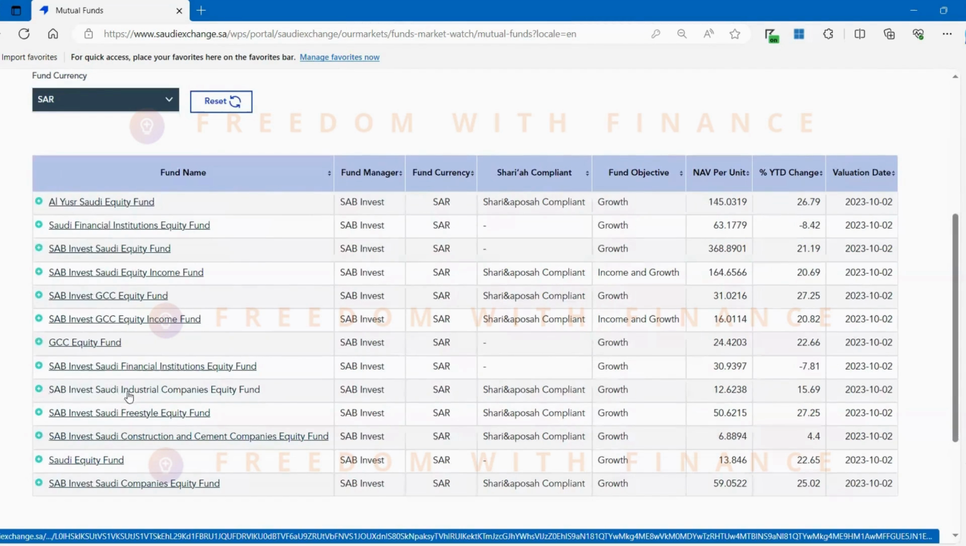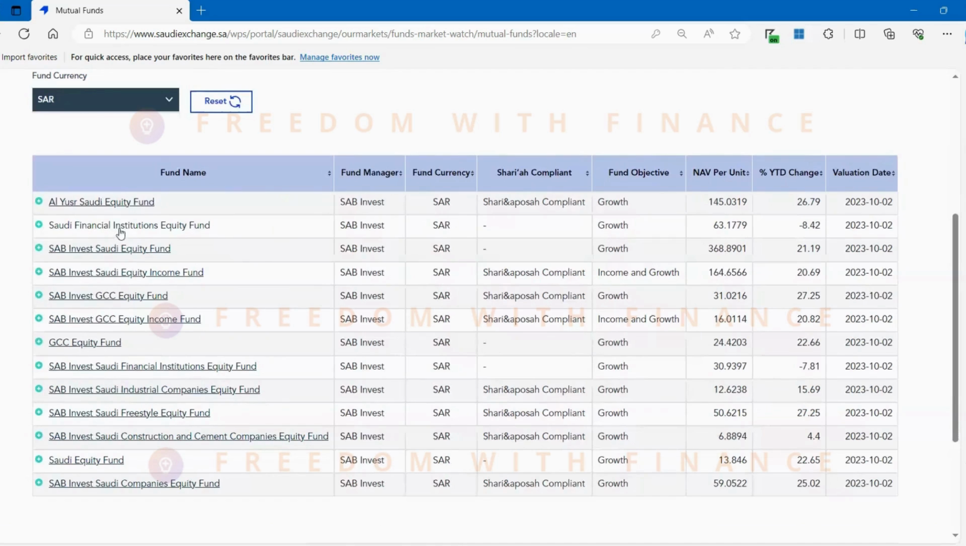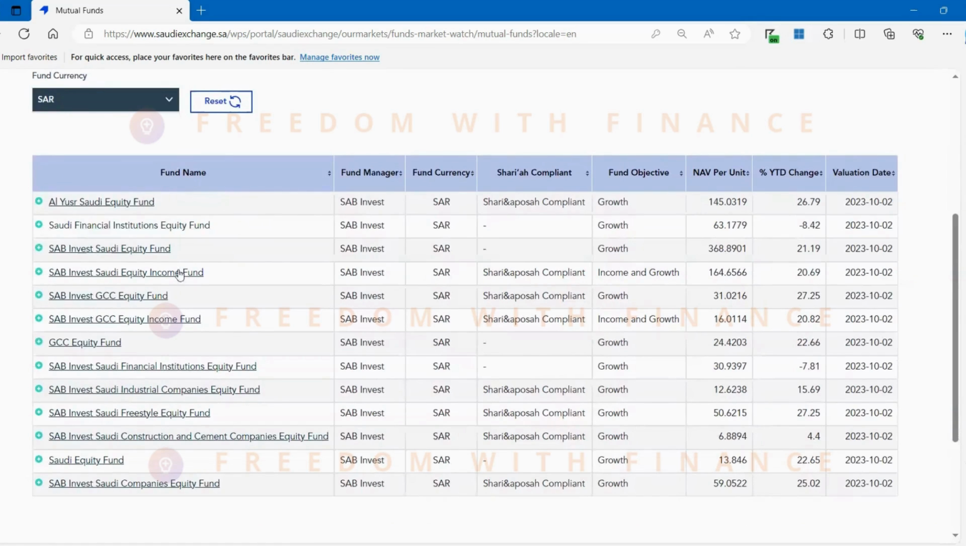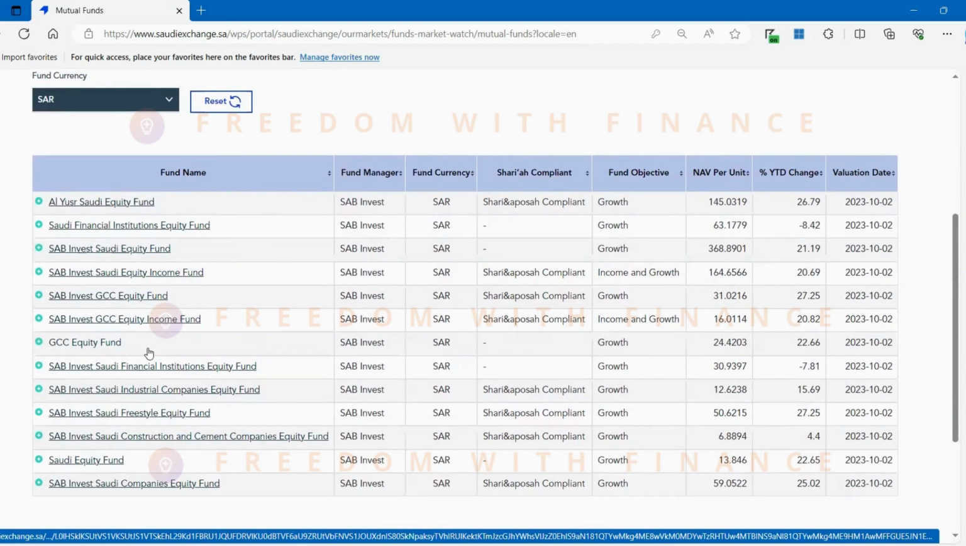Another example could be this Saudi industrial companies fund or the financial institutions equity fund, which will be purely focusing on the companies in that specific industry. So those are known as the sectoral funds, but the rest would be active and large cap mutual funds, which we will be going through.